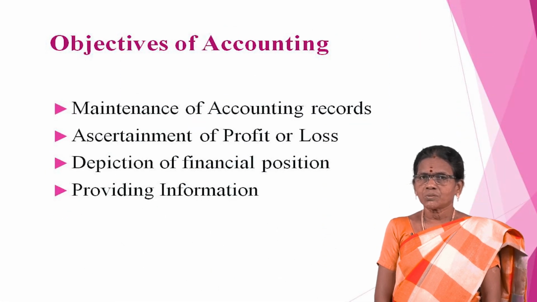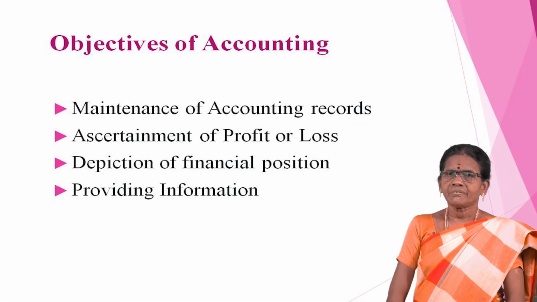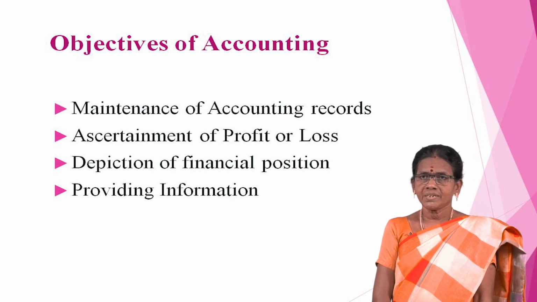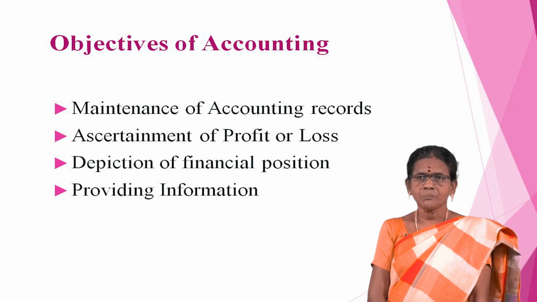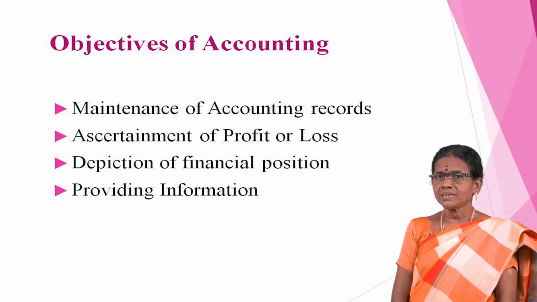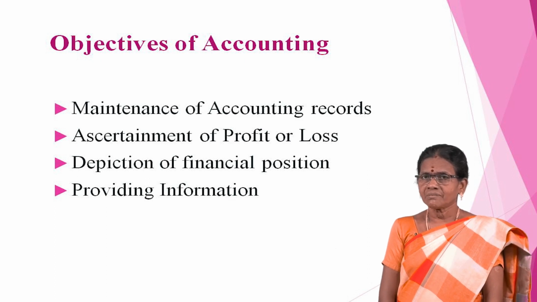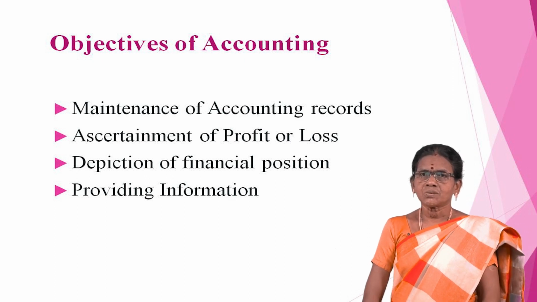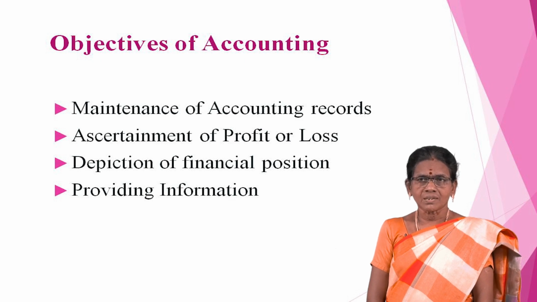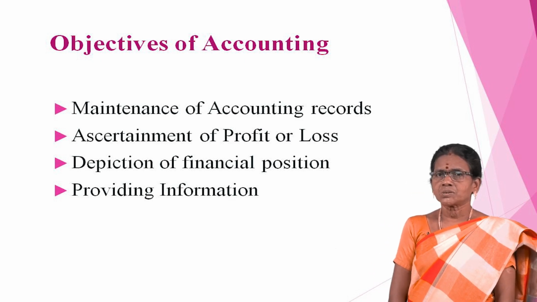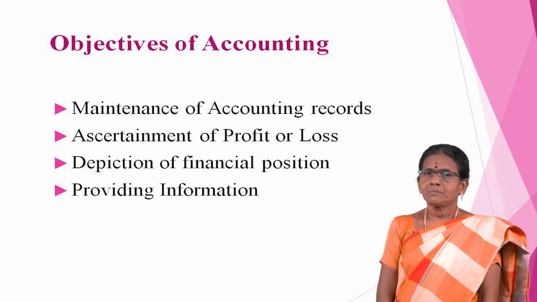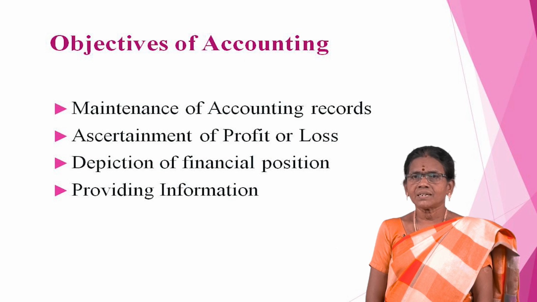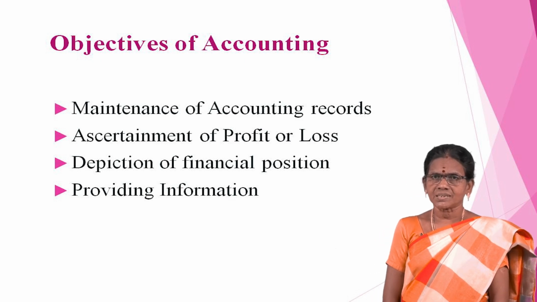Next, we have to see the objectives of accounting. The first and foremost objective of any accounting is to find out the profit. First, maintenance of accounting records. As a businessman, he has to maintain the various records which are available in the concern. Second, ascertainment of profit or loss. As a good businessman, he has to find out the profit or loss in the business. Then only he can have a good image of his business activity.